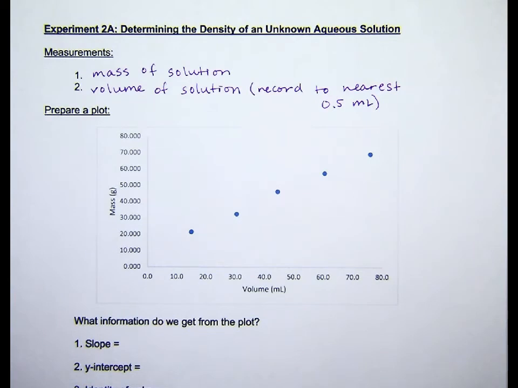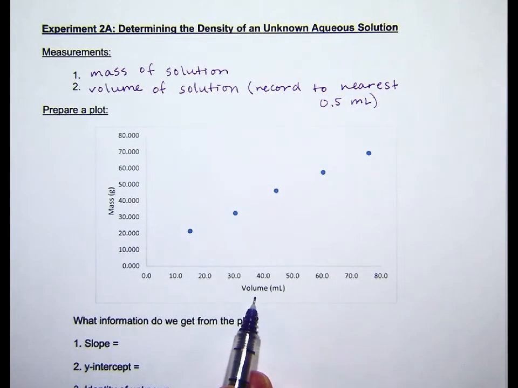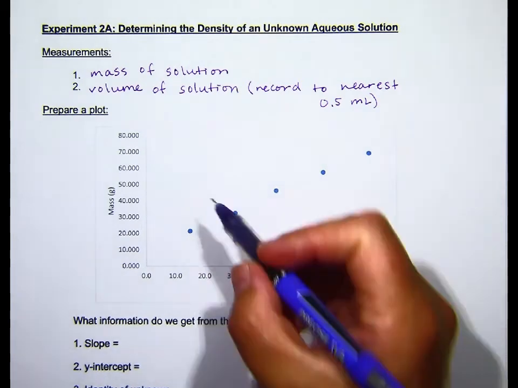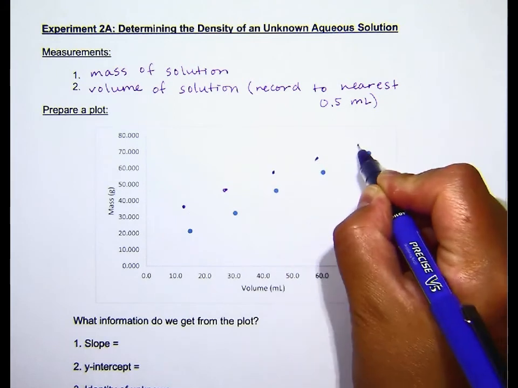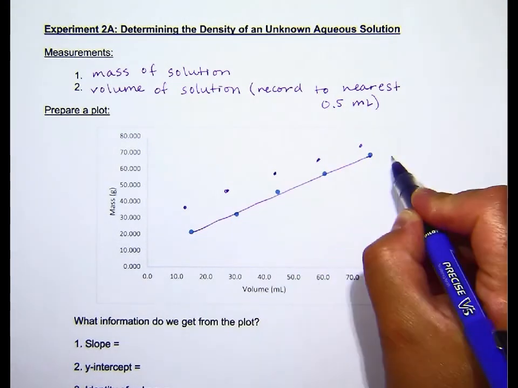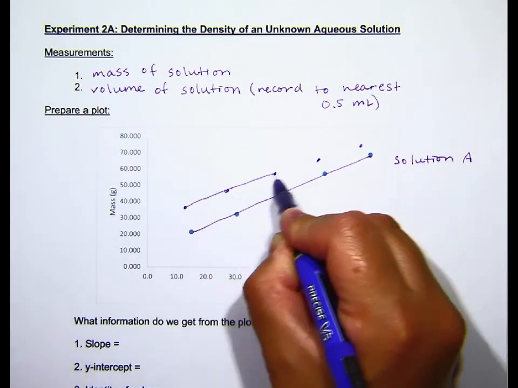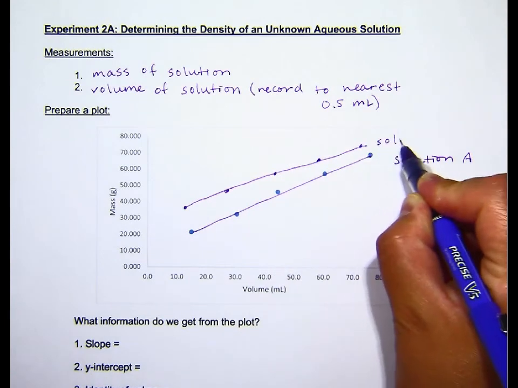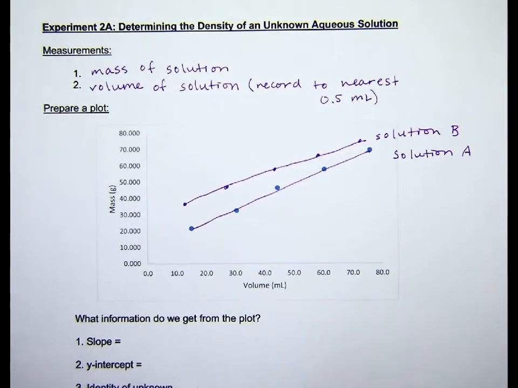Once you have all of those pieces of information, we're going to prepare a plot. So we're going to have mass on the y-axis and volume on the x-axis. And you're going to actually have two sets of data. So you're going to have solution A and solution B. Not necessarily the same labels or slope. I'm just generally showing you what this will look like.